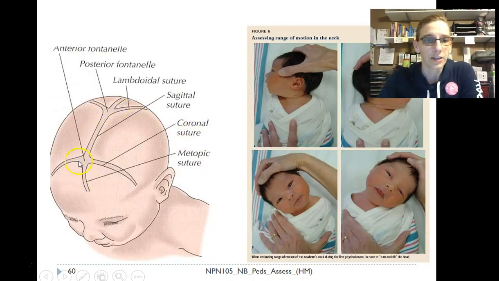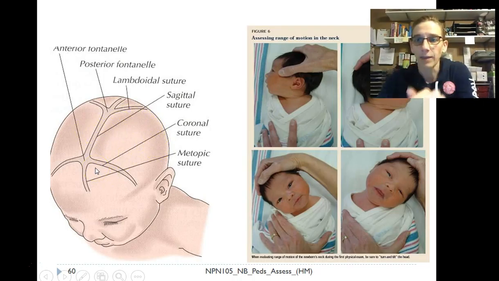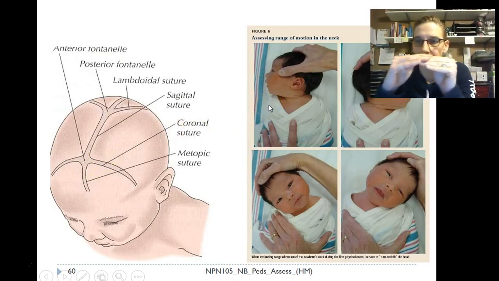All right, here's your anterior fontanelle, your posterior fontanelle, your sutures. These are your sutures. Sometimes they literally feel like ridges when you feel the baby's scalp, where they've crossed so much to get through the birth canal.